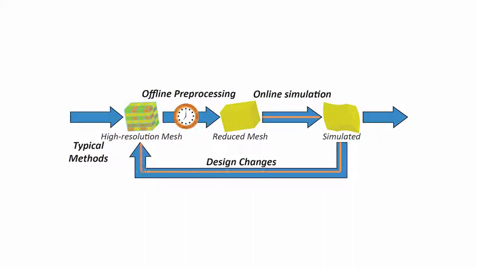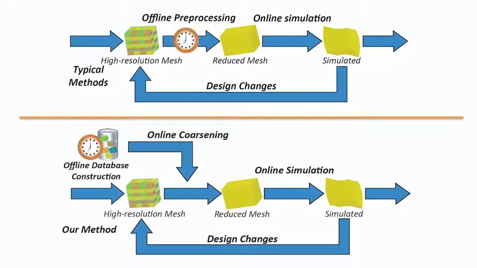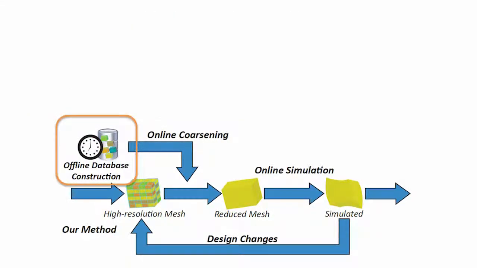Since this step is inside the design loop, the user cannot get rapid feedback on the changes made to the object. Our algorithm moves the time-consuming step outside of the design loop. We do this by constructing a custom metamaterial database that can be used to quickly coarsen an FEM mesh.